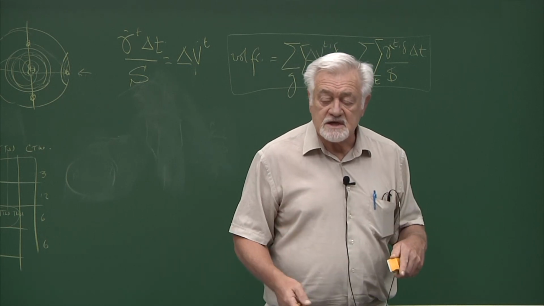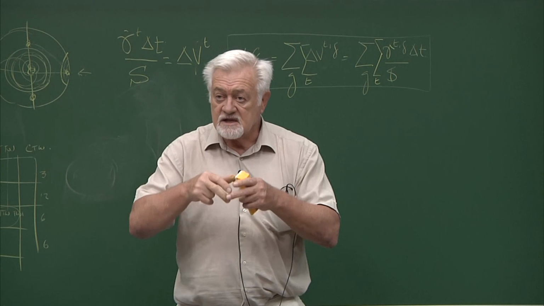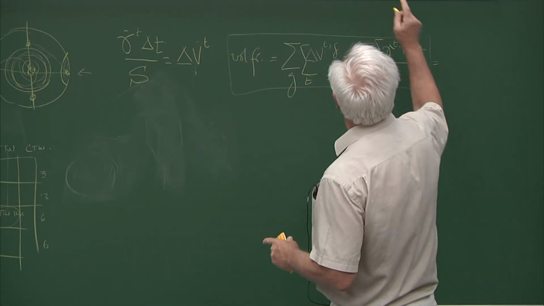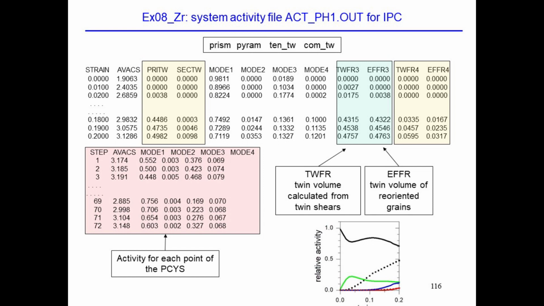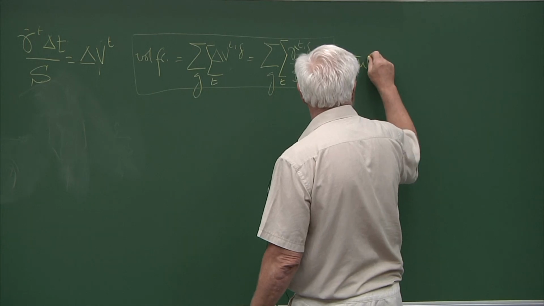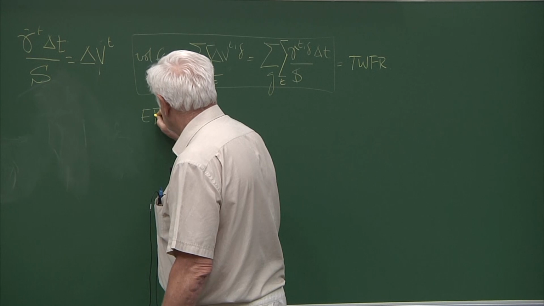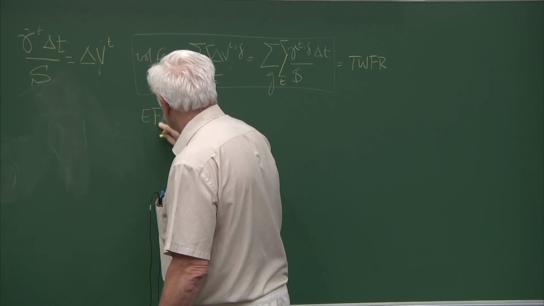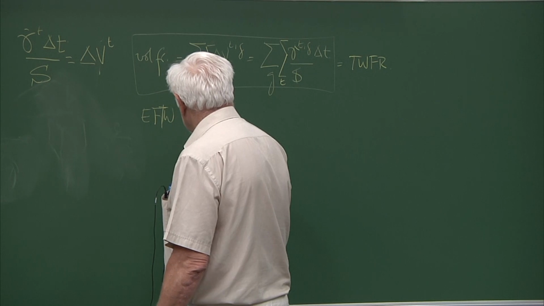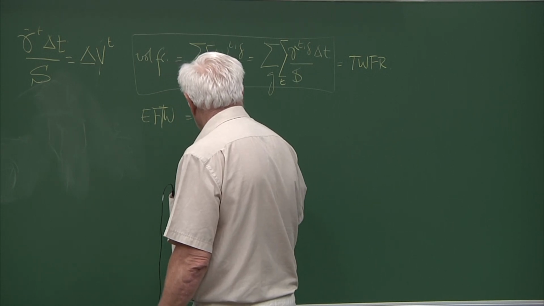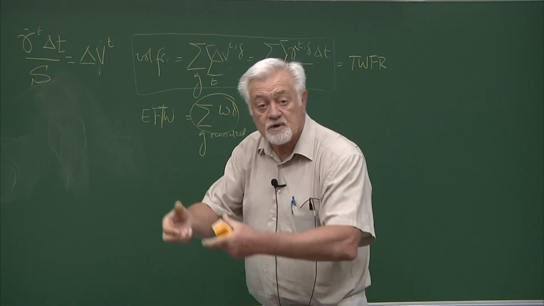But what we are doing with twinning is we have a criterion to decide when we flip the grain. So we reorient the grain. This is what we call the twin fraction. But the effective twin fraction is the sum of the weights of the grains that have reoriented, because you reorient the whole grain.